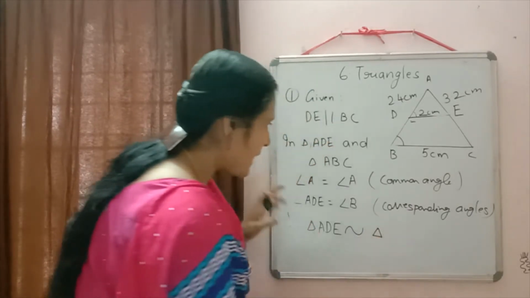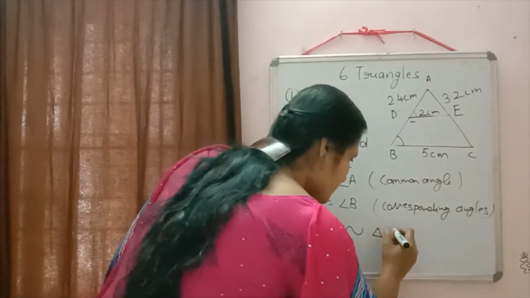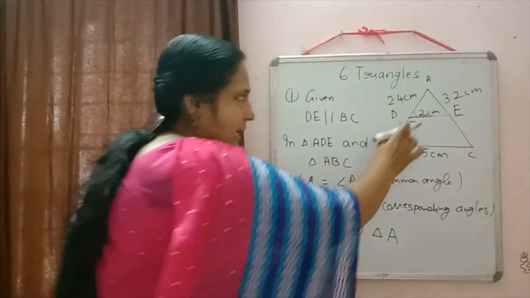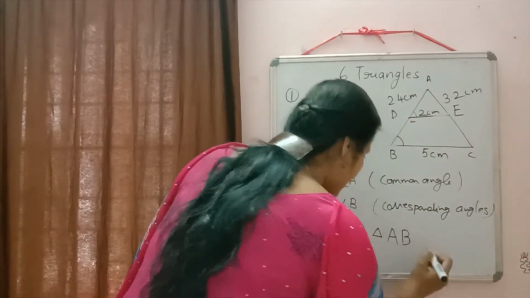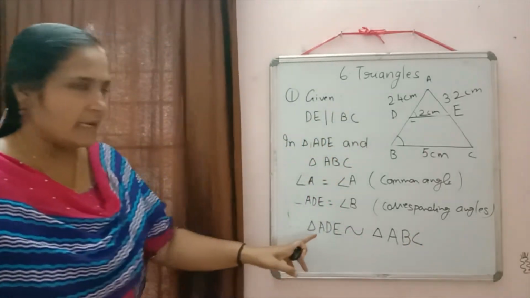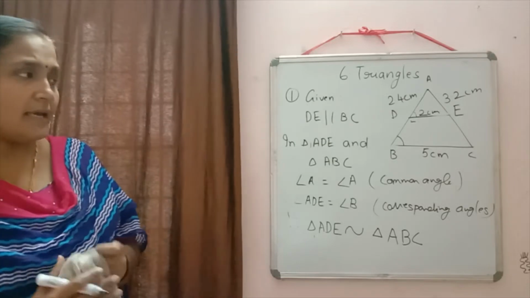Now naming. Angle A was equal to which angle? Angle A only. So here also A first will come. Angle D is equal to angle B. So angle B will come second and then remaining is C. So we are getting triangle ADE similar to triangle ABC.